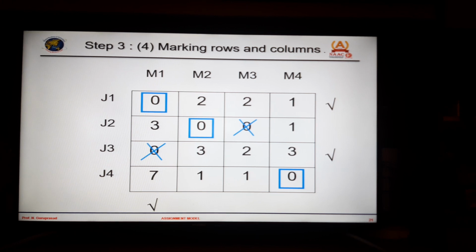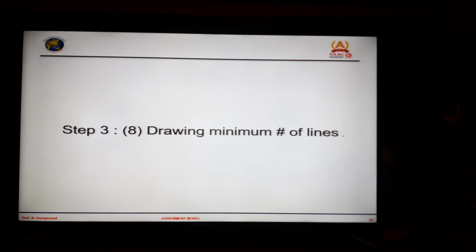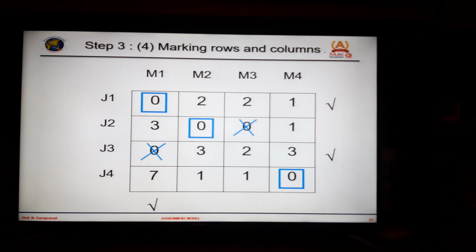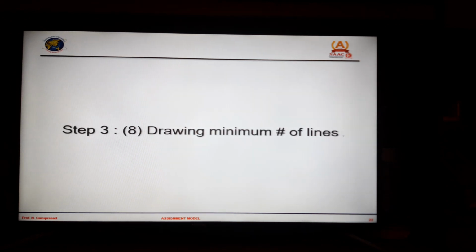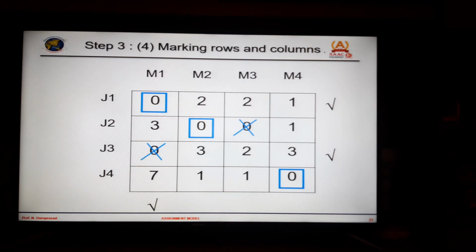Then the next step is, you have to draw the minimum number of lines. Means what? You have to draw the minimum number of lines in this particular matrix which will touch all zeros of your matrix. No zeros should be untouched. Right? Now, it is not that you draw lines however you want. There is a specific methodology to draw the lines, which we call minimum number of lines crossing all zeros.